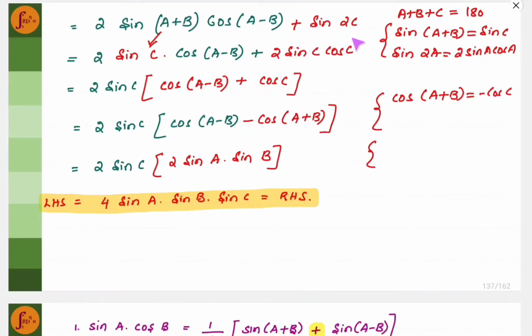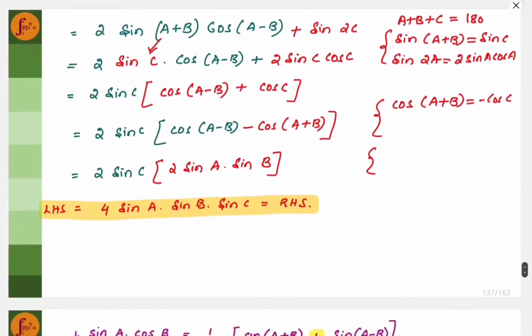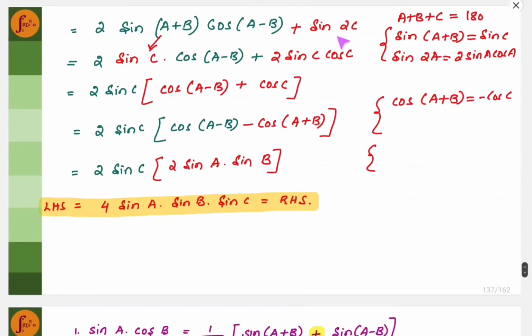What we can do is, we will have to remove this 2c, right? We'll have to make it a single c, because in the RHS you have A, B, C. There is no 2a, 2b, 2c. So that's why we can substitute sine 2c. What is the sine 2c formula? 2 sine c cos c. 2 into sine c cos c is sine 2c, right?